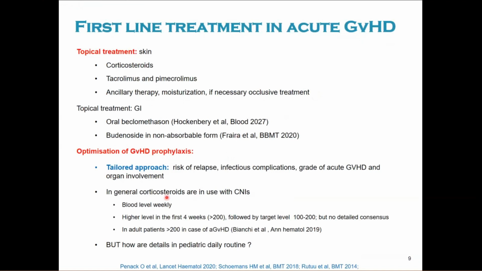In general, corticosteroids are in use with calcineurin inhibitors with the measurement of the blood level weekly. Most guidelines recommend a higher dose and a higher blood level in the first 4 weeks, so 200, followed by a target level between 100 and 200 in the following weeks, but no detailed consensus exists. However, in adult patients with acute GVHD, a level of over 200 has been published.